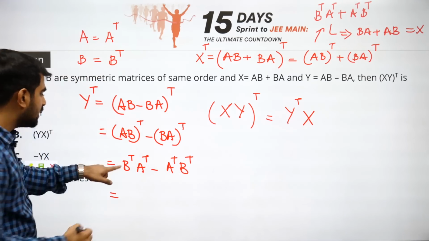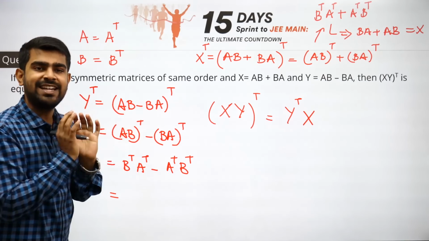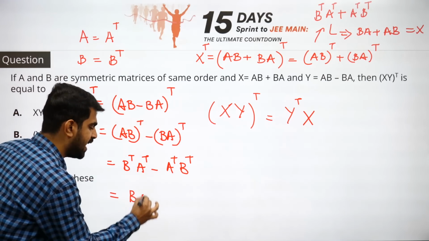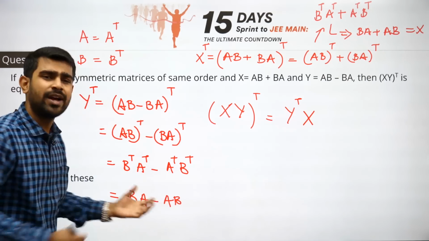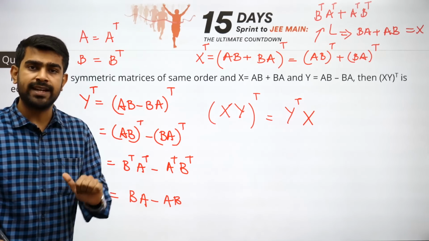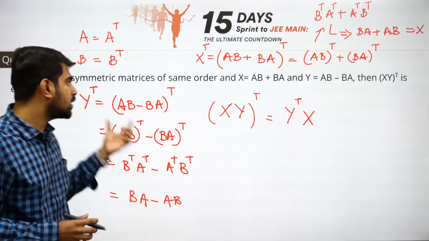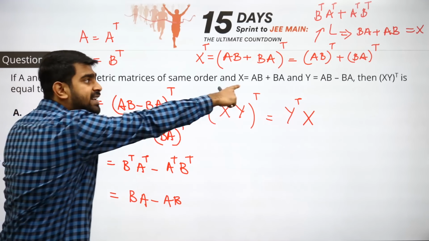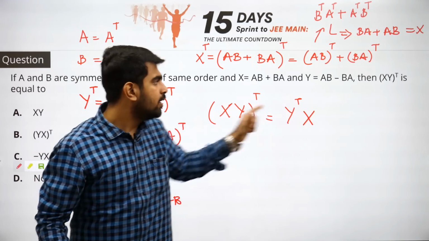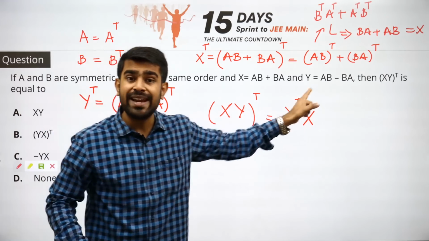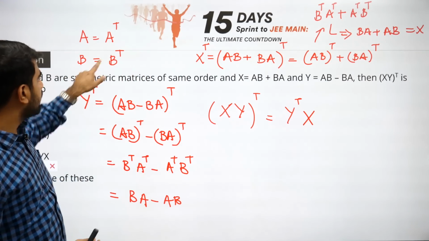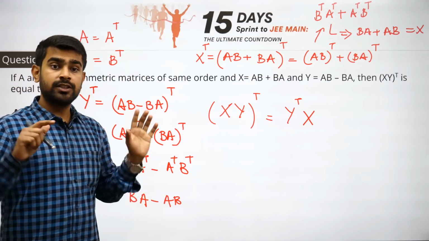And what is B transpose? B transpose should be equal to B. And A transpose is equal to A. So it is BA minus AB. Sir, why are you doing this, sir? Why do you want to convert it from transpose to normal? That is because, guys, I want to compare Y transpose and Y. If I want to do that, my Y transpose has to simplify to AB. So that is the reason I am again changing A transpose to A and B transpose to B. Is that clear? So now I can compare them.